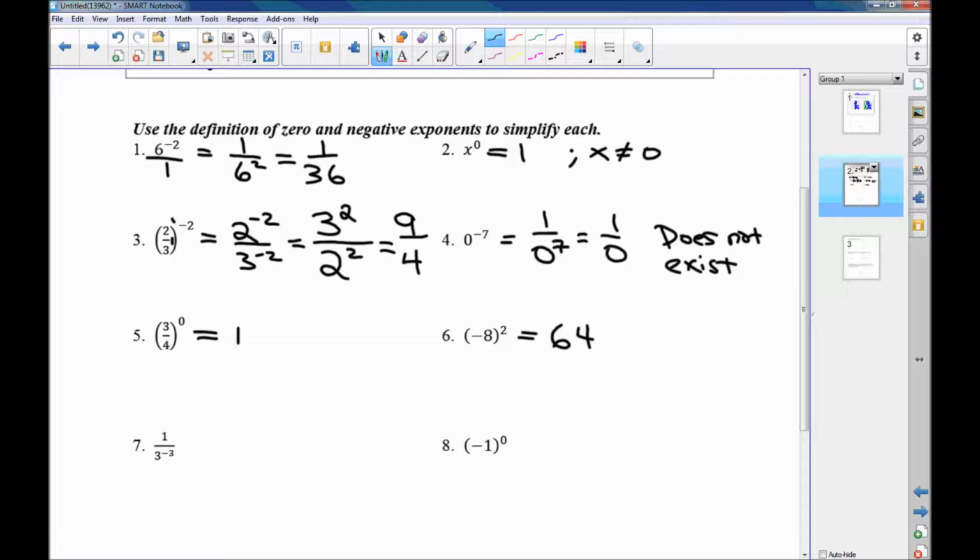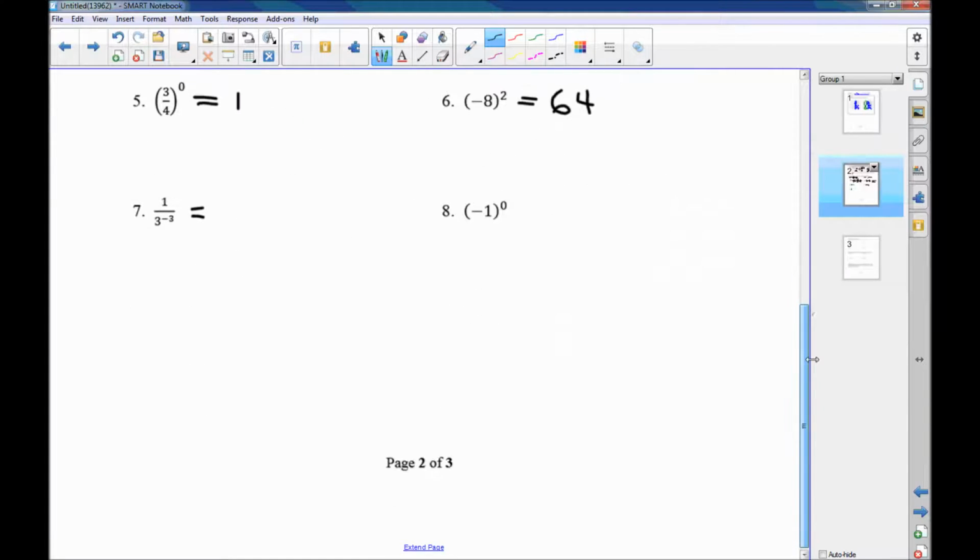And then 1 over 3 to the negative 3rd power. Let's see, I take the base of 3. I have to move it to the numerator of the fraction so that its exponent can become positive. And then 3 to the 3rd power is 27. And in our last one, negative 1 to the 0 power, anything to the 0 power is 1 except for a base of 0. But negative 1 is not a base of 0. So we just get 1.